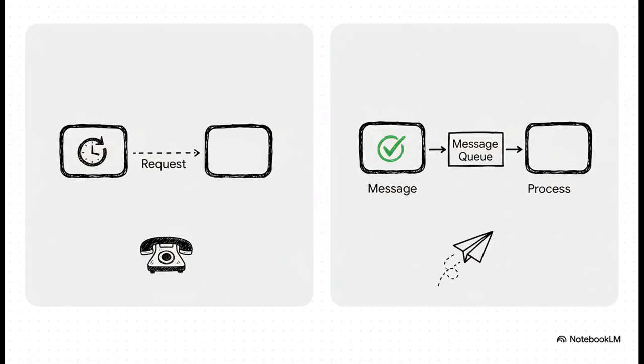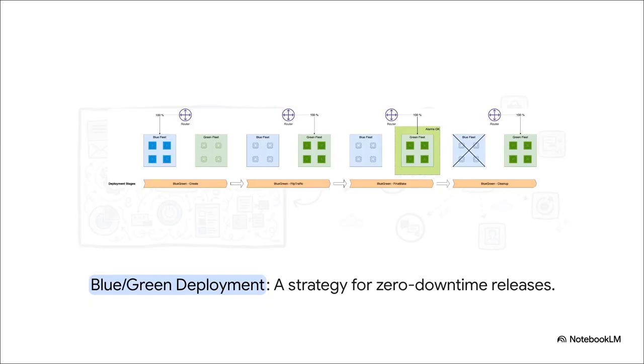The other style is asynchronous, which is more like sending a text message. The order service fires off a message and moves on. The payment service will pick it up and deal with it whenever it's ready. This is loosely coupled and way more resilient. This loose coupling also unlocks some incredible ways to deploy new code, like this blue/green strategy.